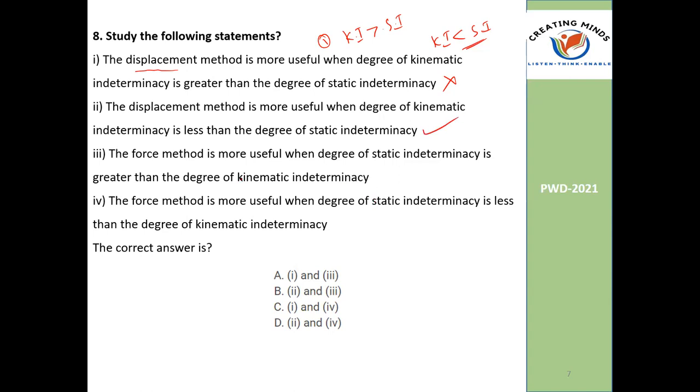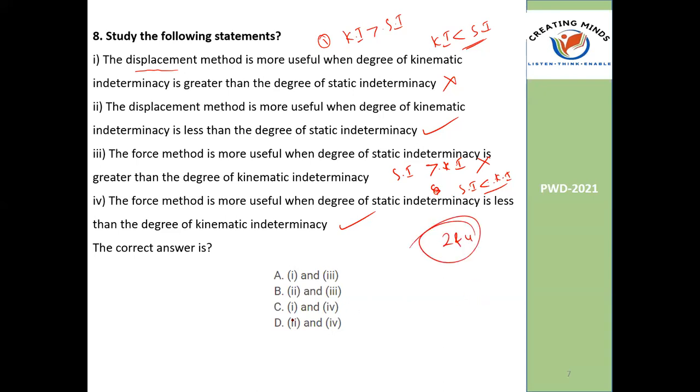This is right. Now, if you come to the force method, this is the flexibility method, and this is the displacement method. In the force method, when the degree of static indeterminacy is greater than kinematic indeterminacy, this is wrong. Static indeterminacy must be less than kinematic indeterminacy. The force method is more useful when the degree of static indeterminacy is less than kinematic indeterminacy. This is right.